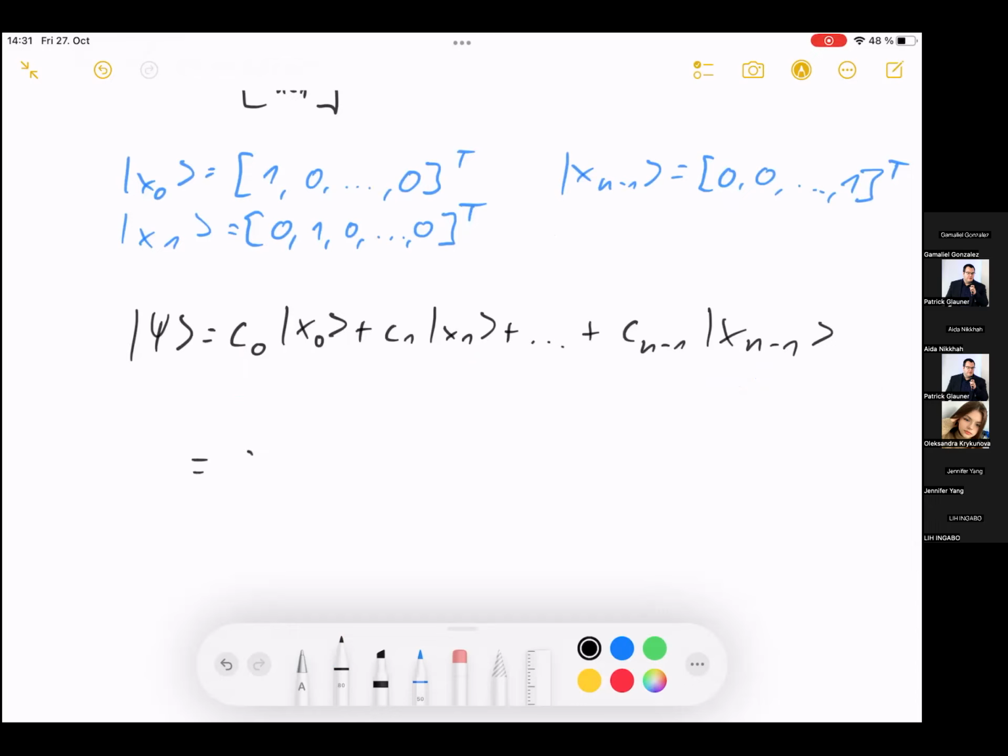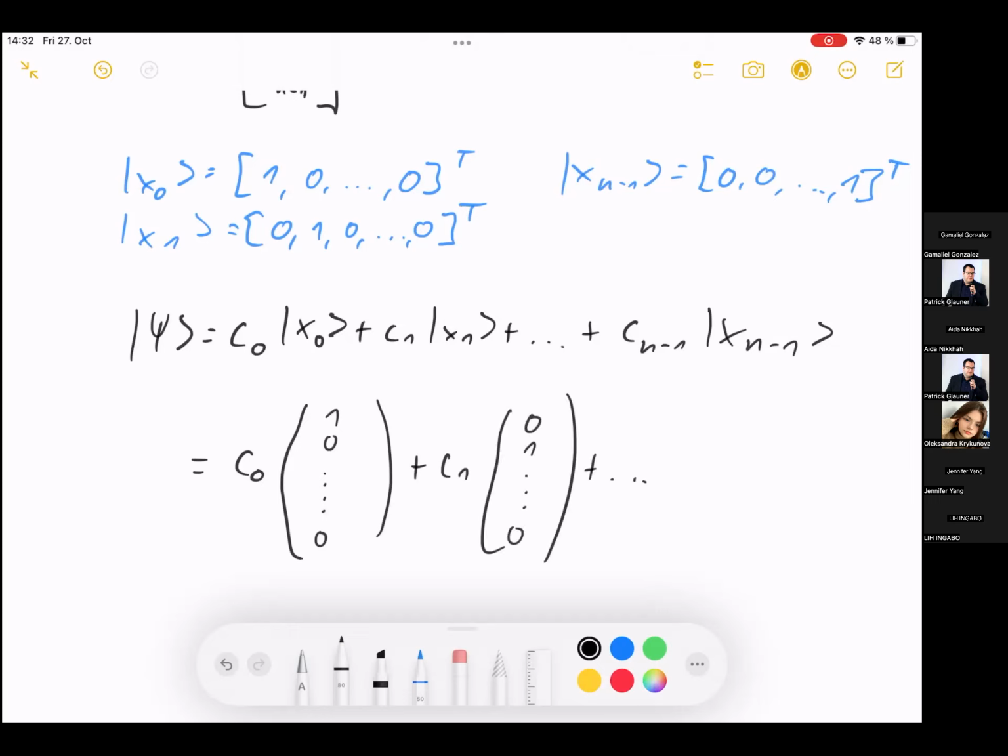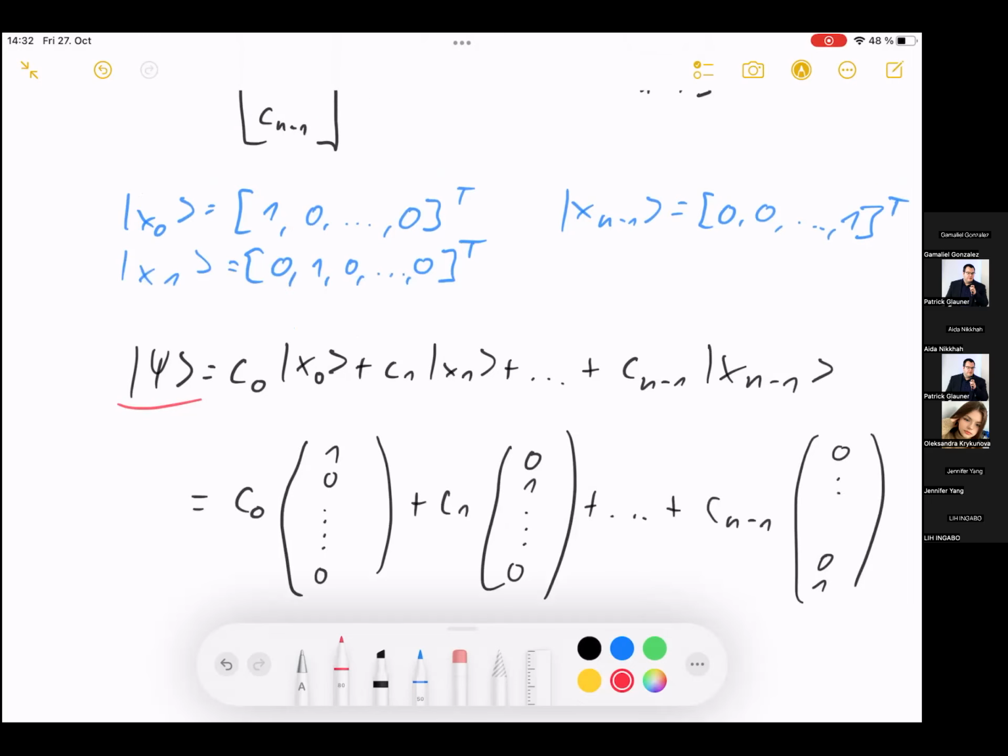So if we write this out, it would be C0 times the first basic state plus C1 times the next basic state and so forth up to Cn minus 1 times the last basic state. So eventually our psi ket is just a linear combination of the complex amplitudes and the basic states. Is that something, like from the notation, you're okay with? Maybe just send me a sign if you're okay with that. So that's what our psi ket is made of.